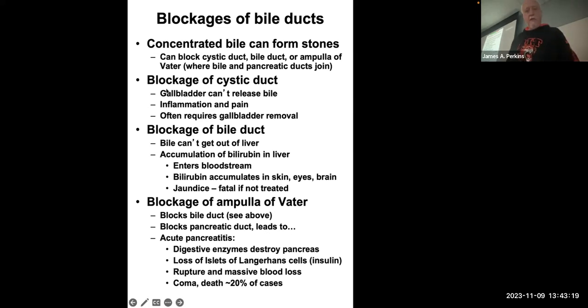So the simplest situation, one that's actually very common, is that one of these little stones can migrate from the gallbladder into the cystic duct, and if the stone is big enough, it can get lodged in the cystic duct and block it. So every time you eat a pizza or any other fatty meal, that hormone goes to the gallbladder and says, okay, gallbladder, do your job, contract, squirt bile into the duodenum because we need to digest this pizza. Well, the gallbladder squeezes, but nothing happens because there's no way for the bile to get out of the gallbladder because of this blockage of the cystic duct.